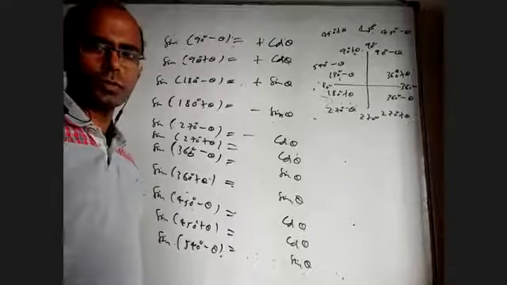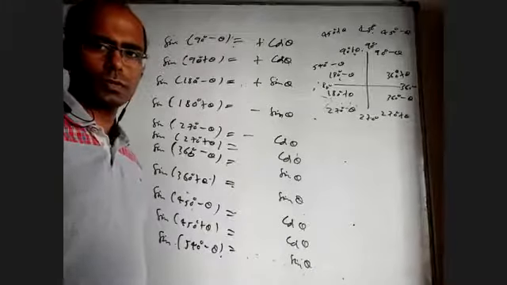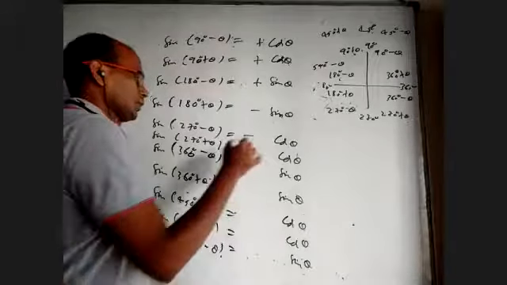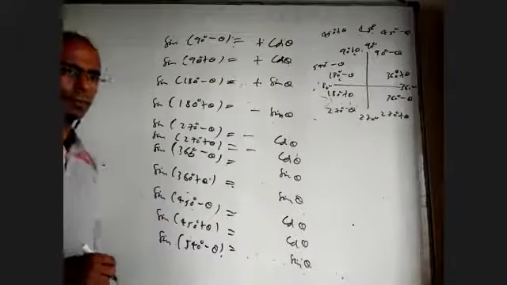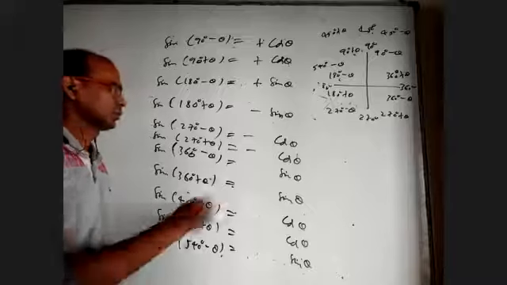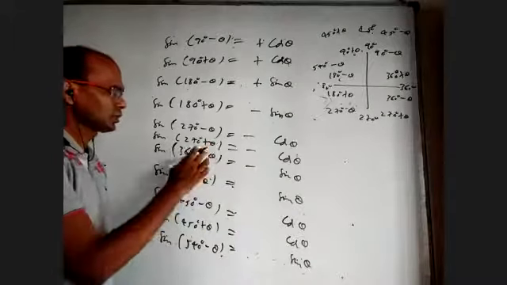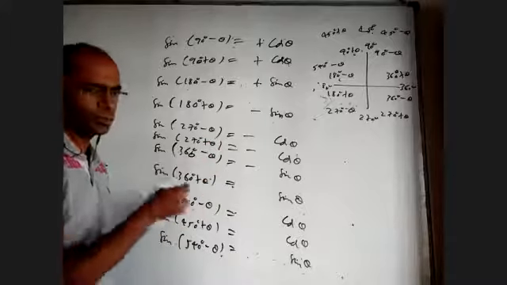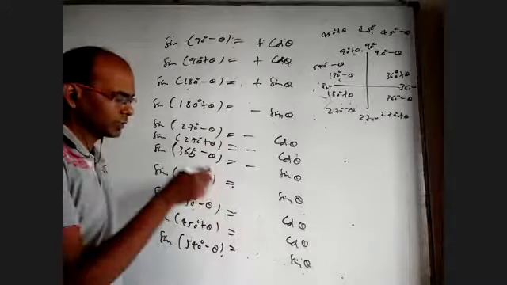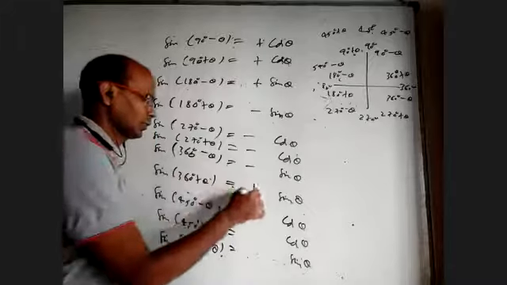Sir, it is negative. Yeah, it's sine, okay. 270 plus theta. Okay, all right. 360 minus theta, it's negative, sir. Anyway, this is the fourth quadrant. This also is positive. 360 plus theta, it's in the first quadrant, positive. Okay.